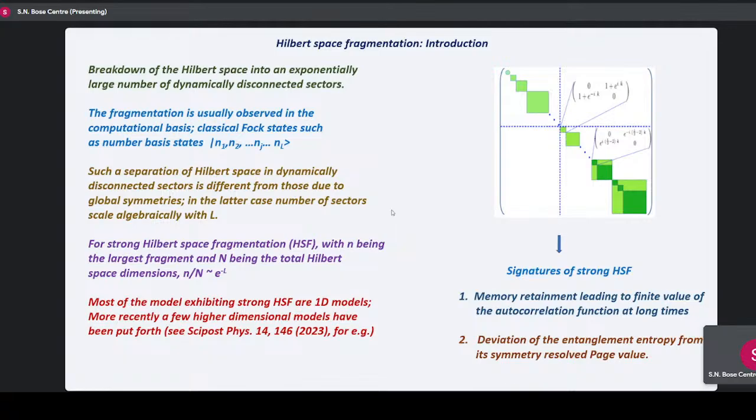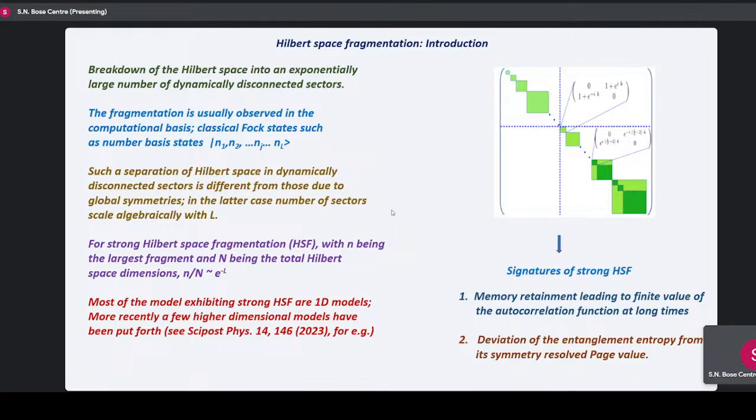Now, such a separation of Hilbert space into dynamically disconnected sectors also happens because of symmetry. But the difference here is that the number of fragments, at least for strong Hilbert space fragmentation, is exponential in system size, whereas for symmetry it's never that. So that's the difference. So that dimension will also be a smaller exponential, but still the ratio is exponential.